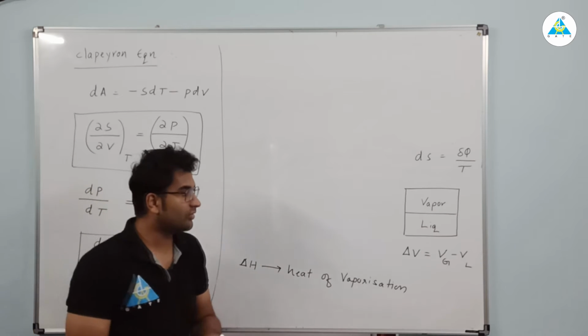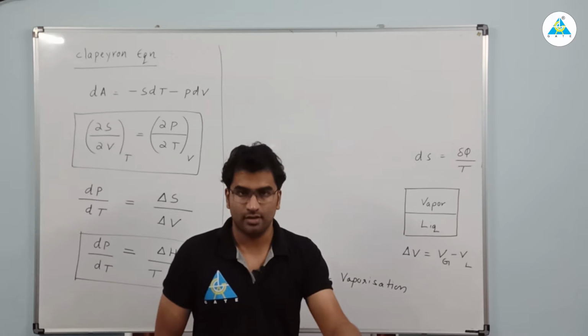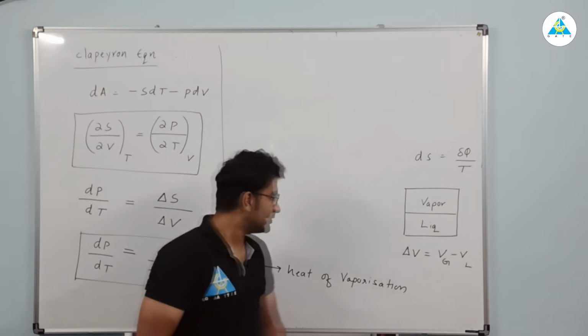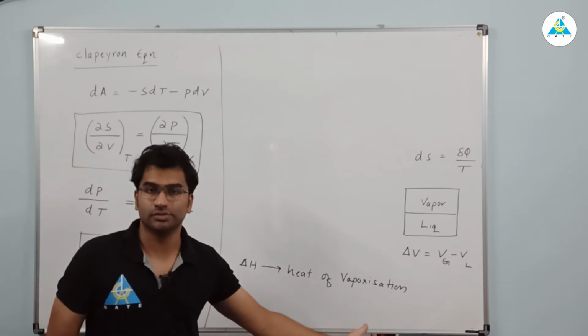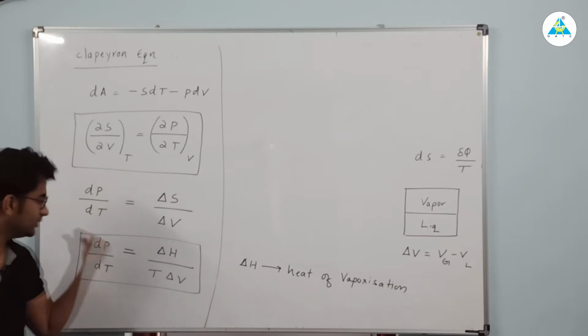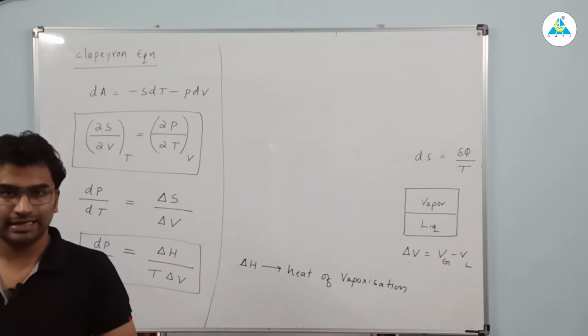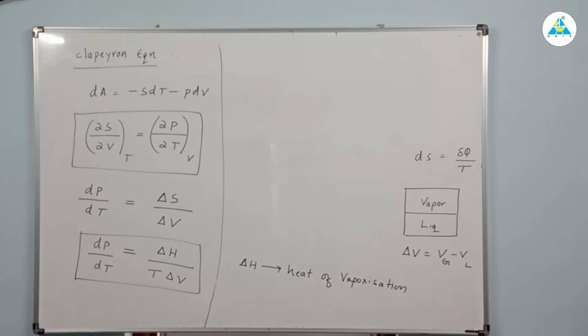So this is the amount of heat: when the liquid becomes vapor, there should be some heat transfer, some heat absorption. So that value is delta H. Clear? So delta H divided by T into delta V. This will be the equation, and this equation is known as your Clapeyron equation. So please write it. This equation is known as the Clapeyron equation.